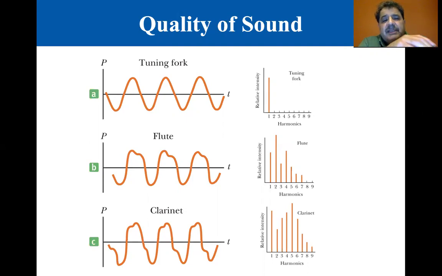In case you're interested, this goes into Fourier analysis. Any repeating signal can be broken up into its components, all the different harmonics at different intensity levels, and that's where we get the quality of sound. That's how you can differentiate between a flute and a clarinet and a guitar string, a saxophone, the different instruments.